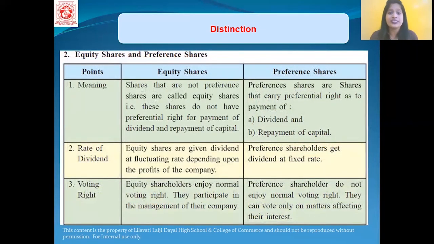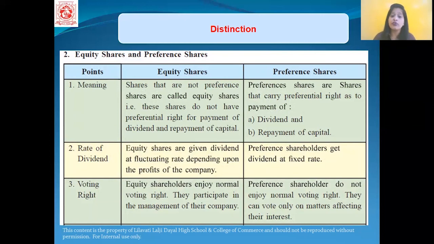Next important distinction is between equity shares and preference shares. Very, very important. What are equity shares? We've already studied, let's recapitulate. Shares that are not preference shares are called equity shares. Preference shares are shares that carry preferential right in terms of payment of dividend and repayment of capital. Equity shares do not have any preference, and preference shares have preference in two things: payment of dividend and repayment of capital.